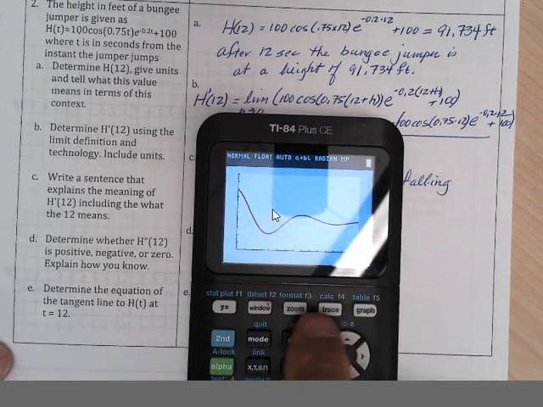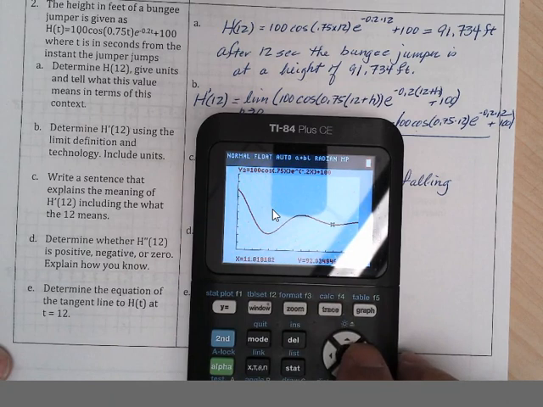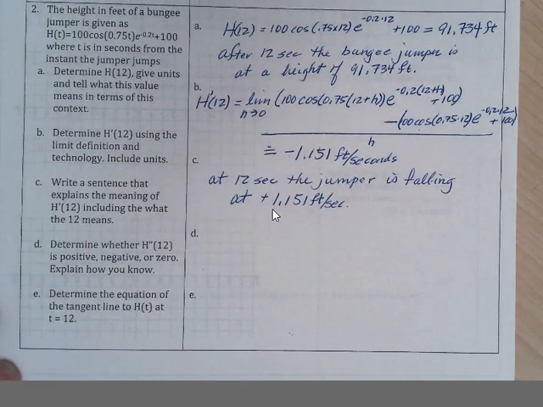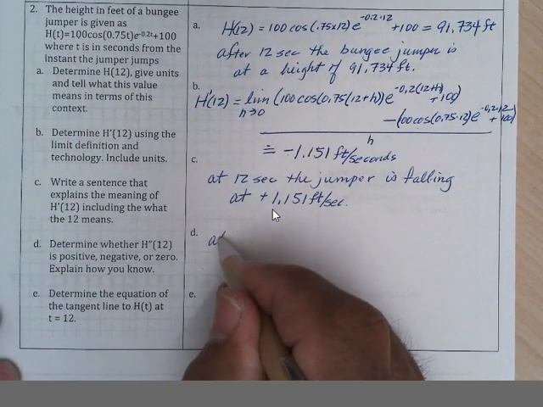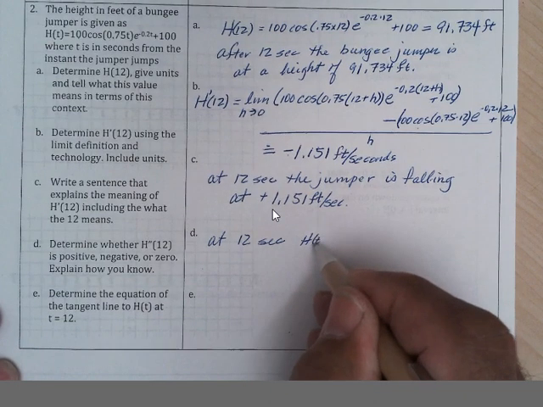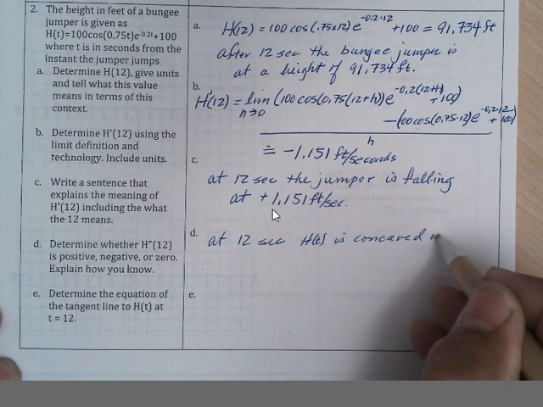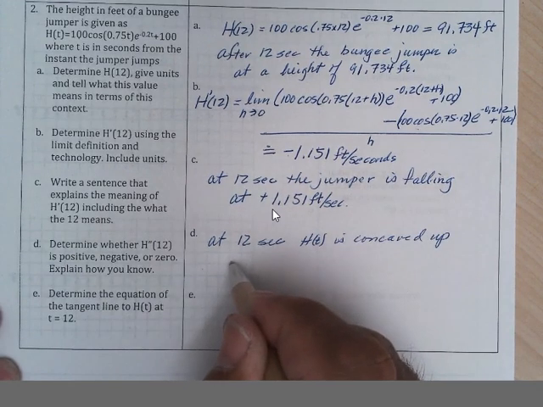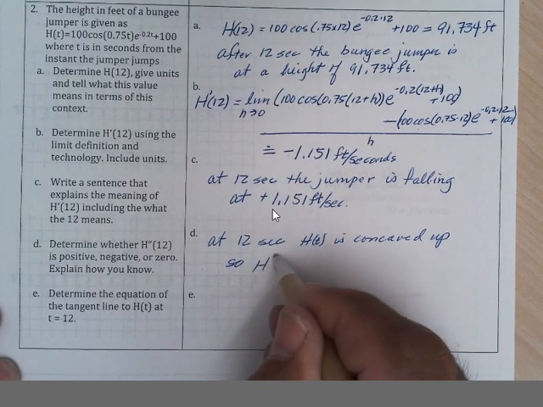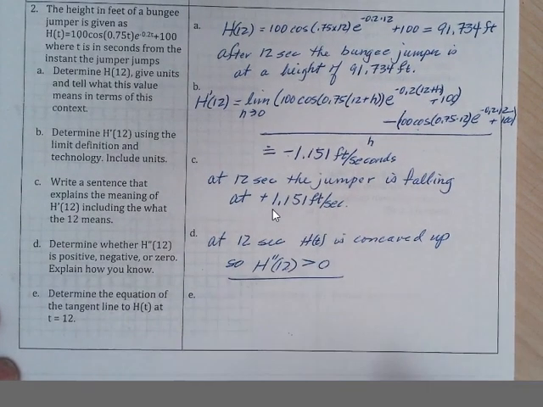So I want to look at 12 seconds. So I'm going to push trace and get out here to 12 seconds. I'm in the 12-second area right around here, and that looks like it's concaved up. So at 12 seconds, h of t is concaved up. So h double prime of 12 is greater than 0. Positive.